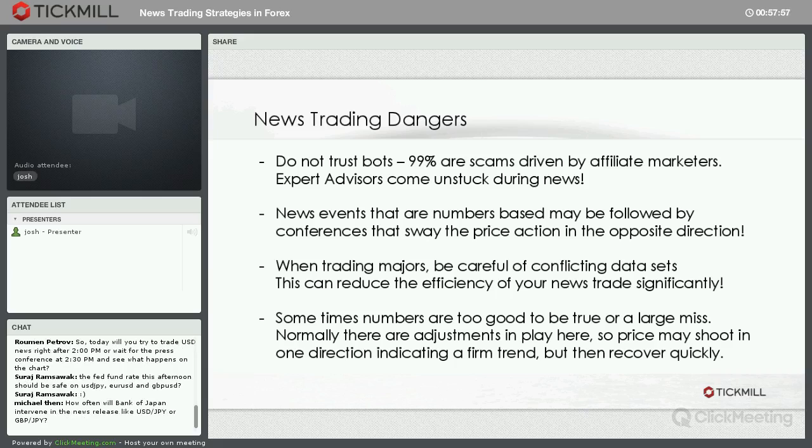Any other questions? Michael, good question. Michael's asking, how often will the BOJ, the Bank of Japan, which is the Japanese equivalent of the Federal Reserve, intervene in news related to USD JPY or GBP JPY? They tend to coordinate, so you will rarely get them releasing interest rate decisions on the same day. I can't say it's never, you rarely get that. And if you do, you see it on your economic calendar. And also remember, there's a timing difference, Michael.